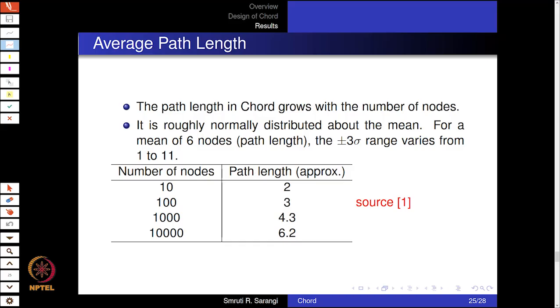The plus or minus 3 sigma range does vary from 1 to 11, and the corresponding variance in Pastry was slightly lower. But as you can see, it increases in a nice log n kind of fashion. So it's around 2 for a 10 node network, 3 for a 100 node, 4.3 for 1000, and 6.2 for 10,000. And so in that sense, it is scalable, even though the overheads are slightly more than Pastry.